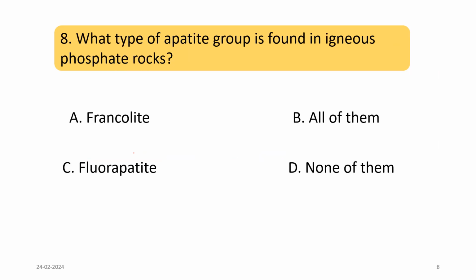Next is what type of apatite group is found in igneous phosphate rocks? Is it fluorapatite? Yes, it is fluorapatite. For sedimentary phosphate rocks, it is francolite.